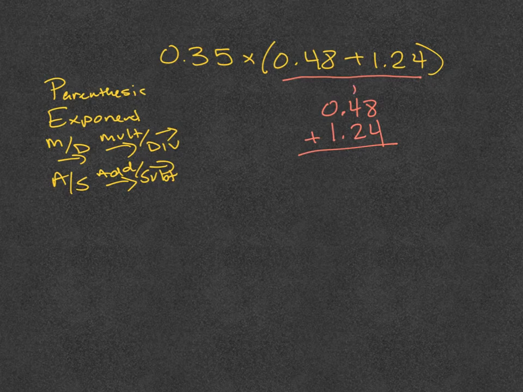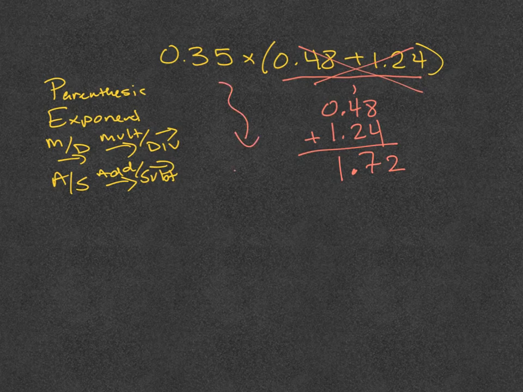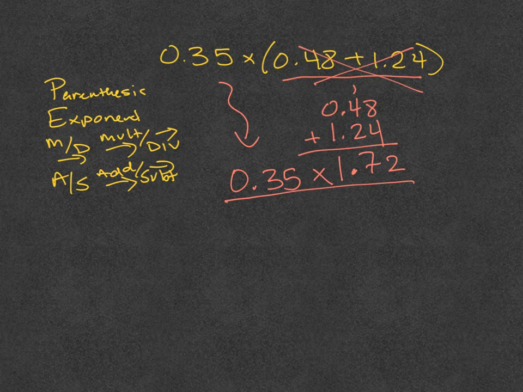8 plus 4 is 12, carry over. 4 plus 2 is 6, plus the carryover is 7. Decimal comes straight on down, and 0 plus 1 is 1. So that completes that part. I'm going to bring down the part I haven't done yet. And now I have my new equation, 0.35 times 1.72. So I'm going to do my multiplication.